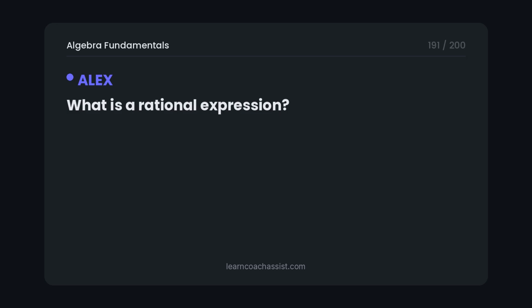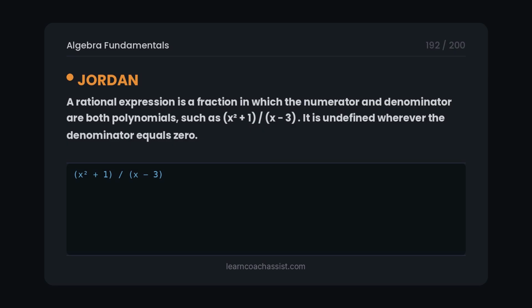What is a rational expression? A rational expression is a fraction in which the numerator and denominator are both polynomials, such as (x^2 plus 1) / (x minus 3). It is undefined wherever the denominator equals 0.